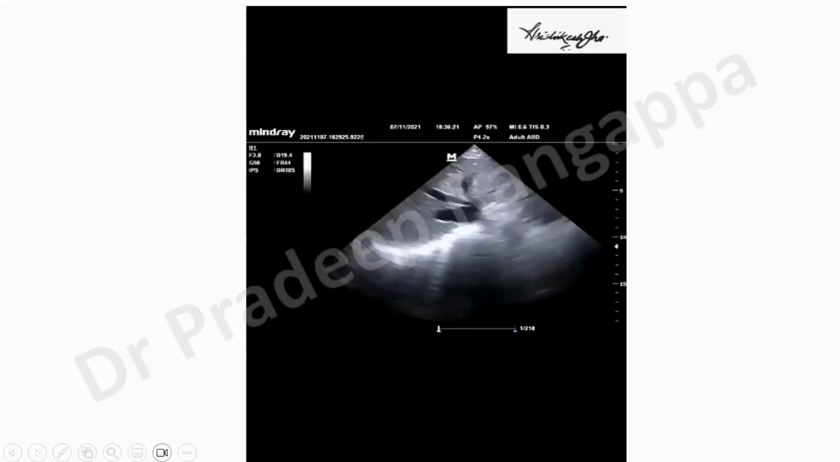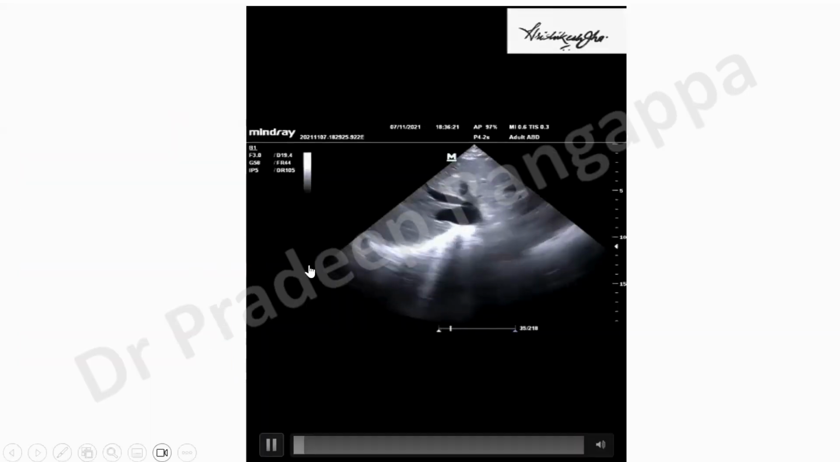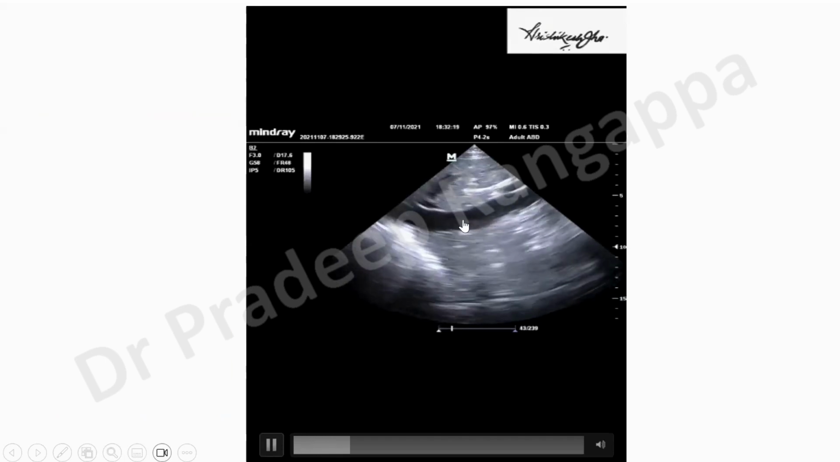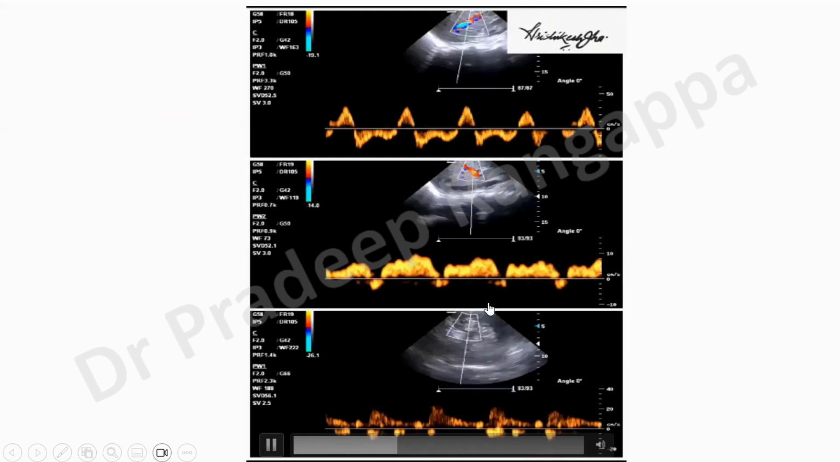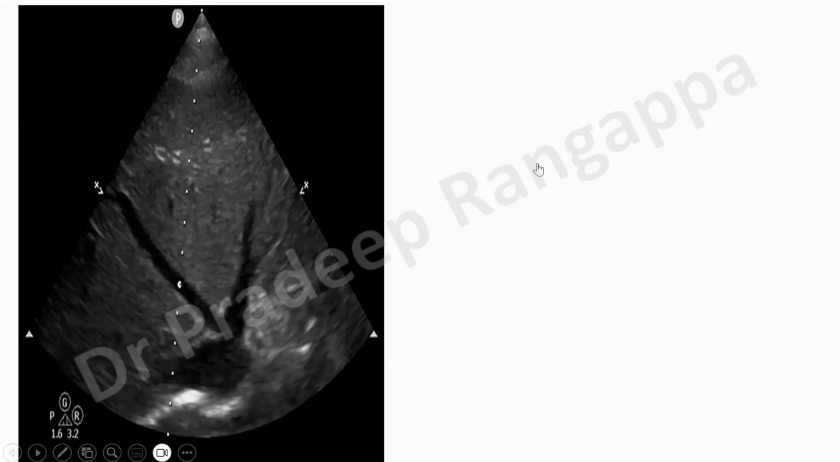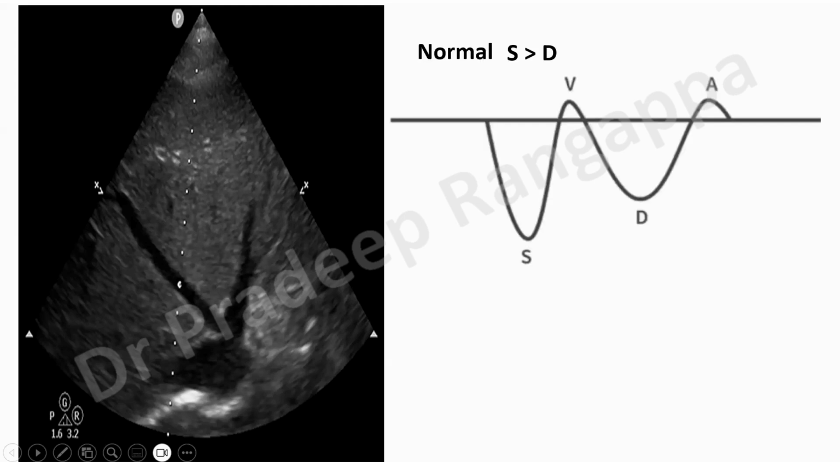So this is just a video to show you how the hepatic vein looks. As you see, the patient is breathing and you'll see the left hepatic vein, middle hepatic vein, right hepatic vein, and this is the IVC. These are the different waveforms which we will talk about. Once you visualize the left, middle, and right hepatic veins, you place the Doppler cursor and the sample, and you press the Doppler, you will get a waveform like this.